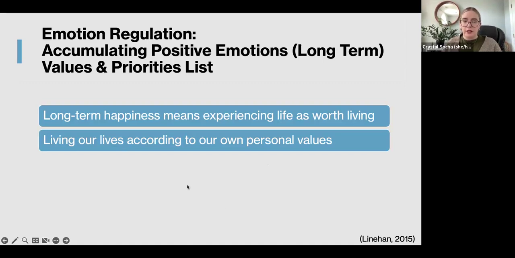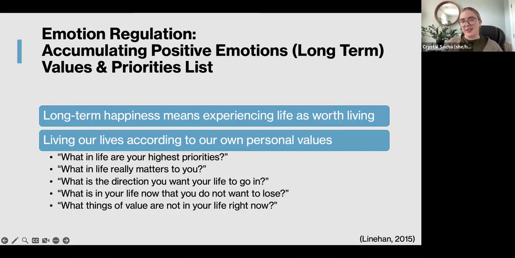And there's some really great questions that you might ask the individuals that you serve. So what in life are your highest priorities? And then maybe, which value is your highest priority right now? What in life really matters to you? What is the direction you want your life to go in? What is in your life now that you don't want to lose? And what things of value are not in your life right now?